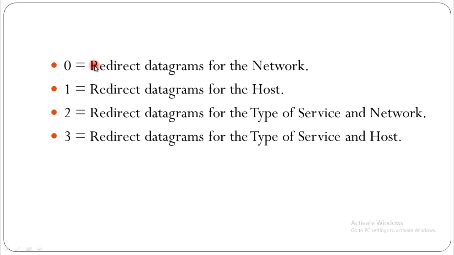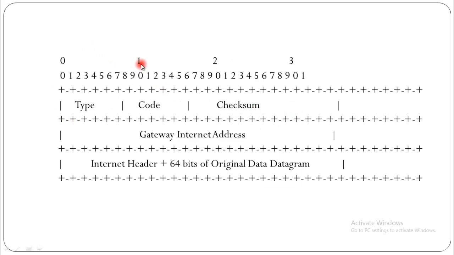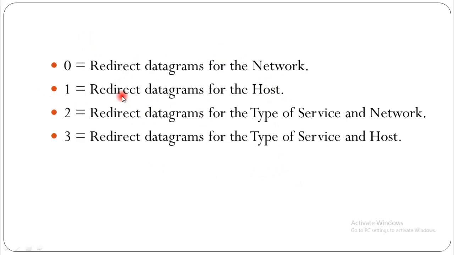And as you can see, 0 is the redirect datagram for the network, and the redirect datagram for the host is 1. The second one is the redirect datagram for type of service and network, and the third one is the redirect datagram for the type of service and the host.